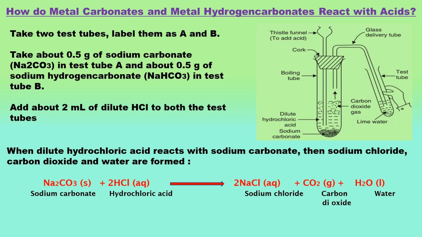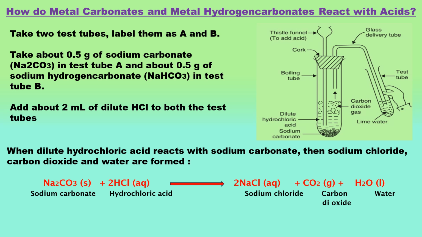The reaction between dilute hydrochloric acid and sodium carbonate can be performed as follows. Take a boiling tube and put about 0.5 g of sodium carbonate in it. Add about 2 ml of dilute hydrochloric acid in the boiling tube, through a thistle funnel. We will observe that brisk effervescence of a gas is produced. Pass the gas through lime water. The lime water turns milky, showing that it is carbon dioxide gas.